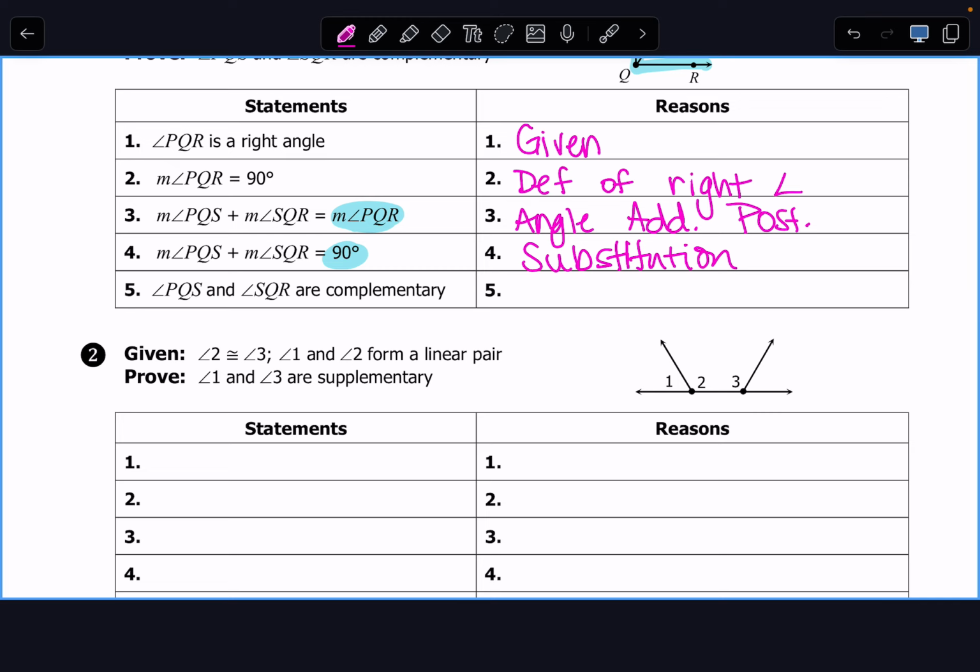What's our last step? Definition of complementary. If two angles add up to be 90, then by the definition, we know they are complementary.